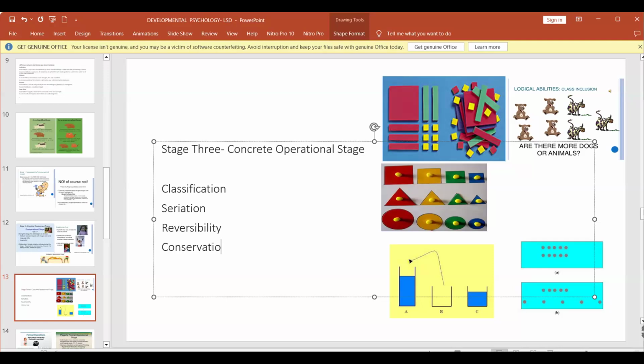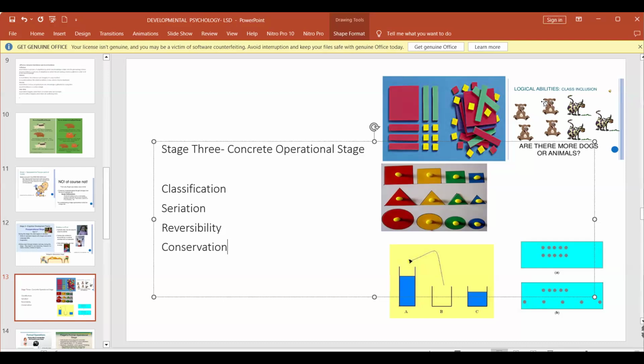So we will take one by one and discuss. Stage 3, concrete operational stage, from 7 to 11 years, the primary school child, and he develops his cognition through concrete experiences presented to them. And the remarkable, significant cognitive development that happens in the third stage is classification, seriation, reversibility, conservation. Right. We'll take one by one. What is classification?